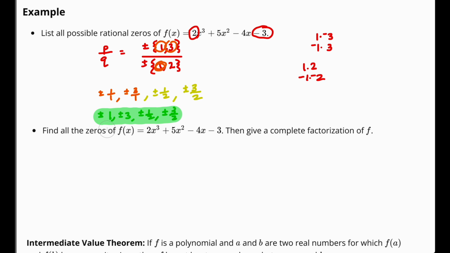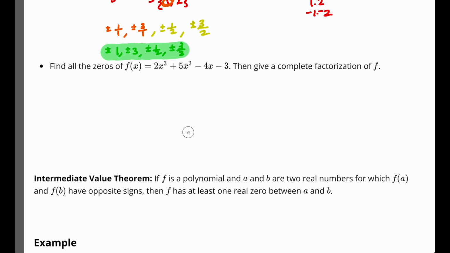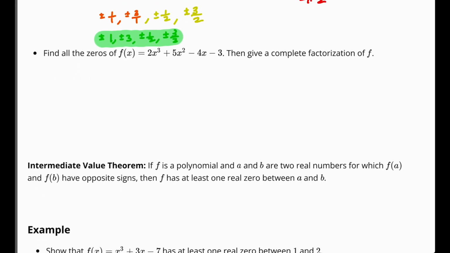So what you're going to essentially do with this, in the next problem actually, is figure out if any of those actually work. You're going to plug in 1, you're going to plug in 3, you're going to plug in -1, you're going to plug in -3, positive 1/2, -1/2, positive 3/2, -3/2, and figure out, do any of them actually give you a 0? And if they do give you a 0, then you can use that to basically complete the factorization of f. That's what we're going to do in this next problem right here. So it says find all the zeros. We found all the possible zeros, but not all of those are going to work. So that's what we're going to figure out right now.